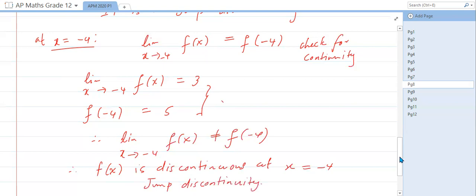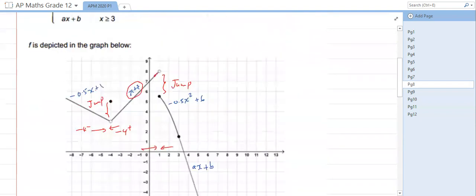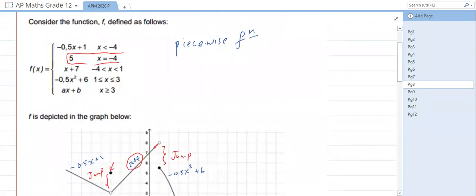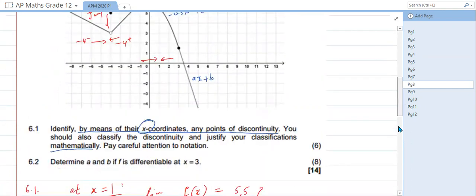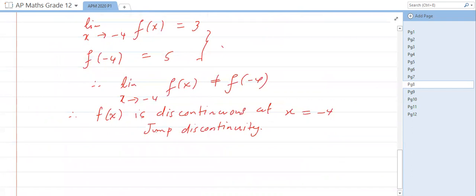Right, I was thinking of a removable discontinuity, but let us look at this. If f of -4 wasn't defined, if this part was not there, then we could say that at -4 it would be a removable discontinuity. But in this case, it's not removable, it is a jump. We can see a jump in y values.